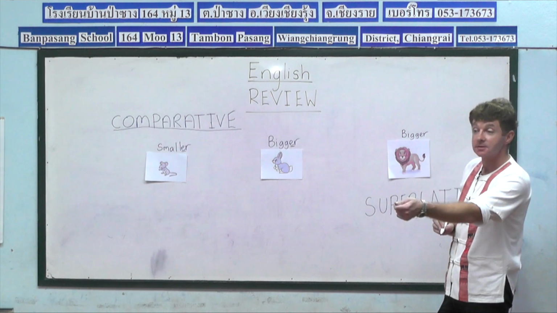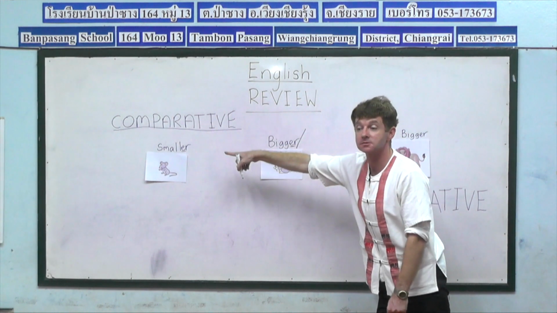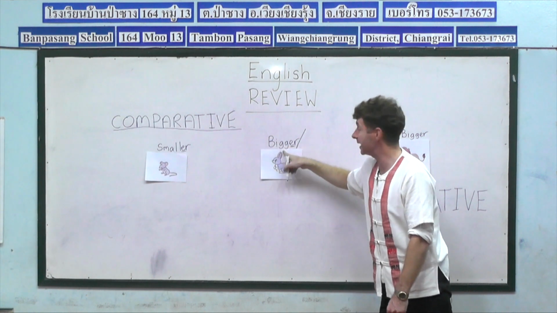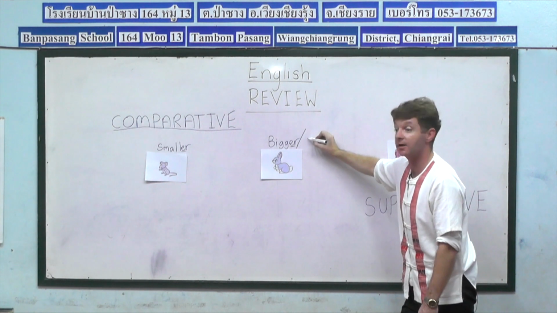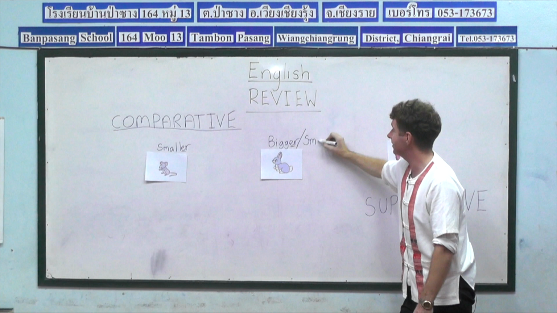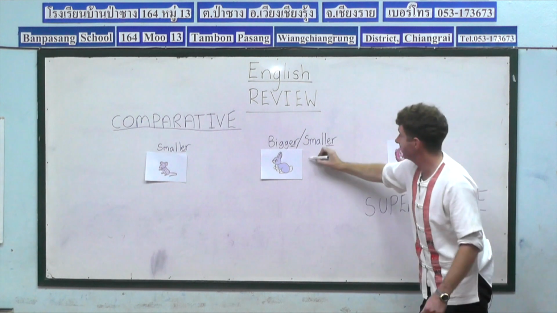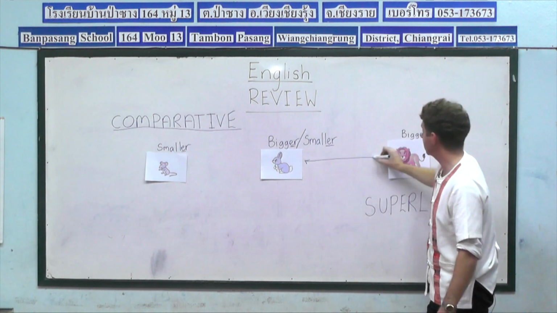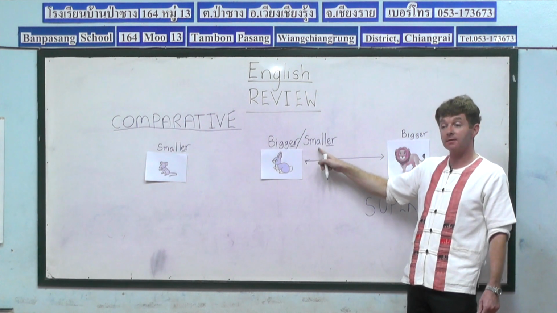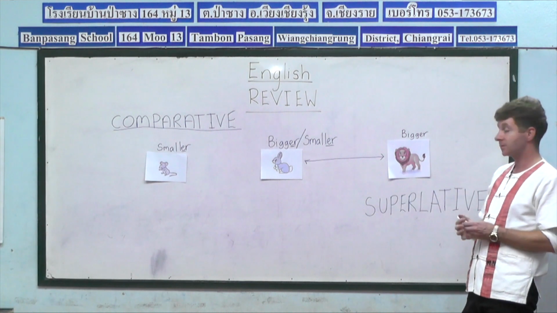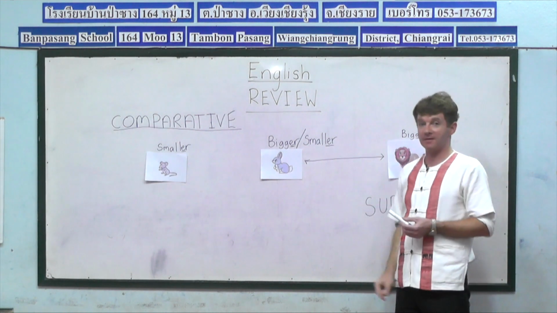Okay, bigger. But is the rabbit bigger than the lion? No, it's smaller. So you see, the rabbit is bigger than the mouse, but the rabbit is, how do we spell smaller? S-M-A-L-L-E-R. When we compare the rabbit and the lion, the rabbit is smaller than the lion. The lion is bigger than the rabbit.